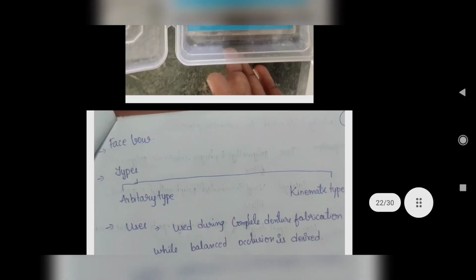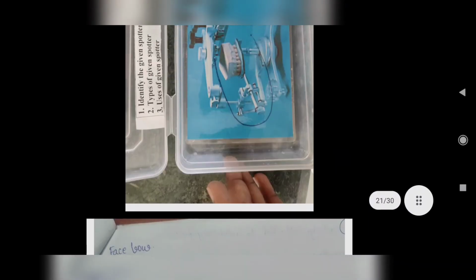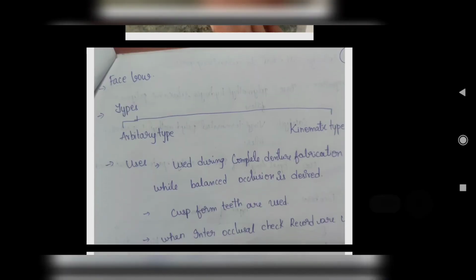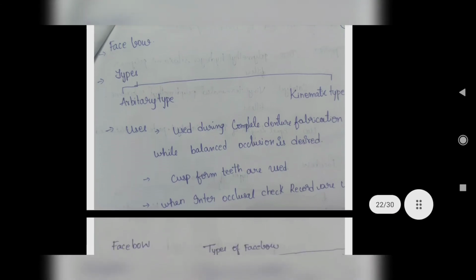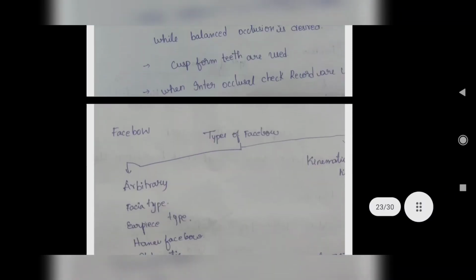Okay, what's this? A picture is given, it's like a U. It's a face bow, which is a U-shaped frame, right? What are its types? They have asked for the types and uses. We have two types, that is arbitrary type and kinematic type. And what are its uses? It is used for complete denture fabrication where balanced occlusion is desired. Cusp form teeth are used when interocclusal check records are used.